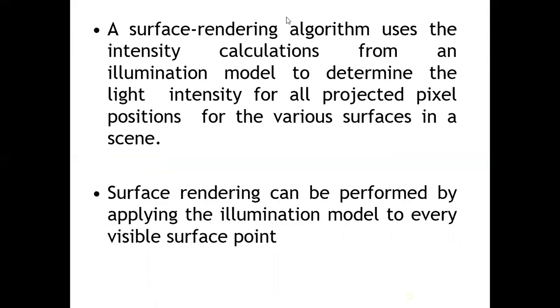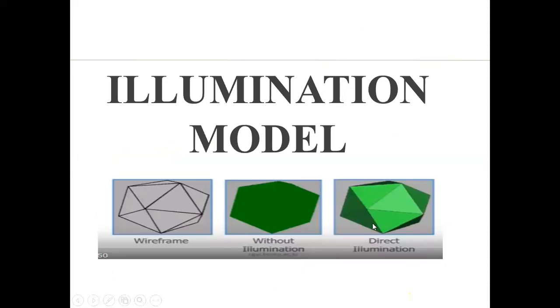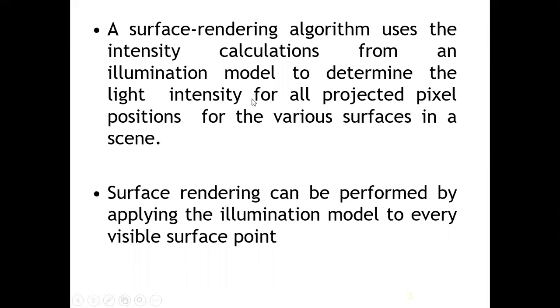A surface rendering algorithm uses the intensity calculations from an illumination model in order to determine the light intensity for all the projected pixel positions for the various surfaces in a scene. That means determining the different pixels present at this particular part of the surface of an object. To measure that, we use an algorithm called the surface rendering algorithm. Surface rendering can be performed by applying the illumination model to every visible surface point, that is, wherever the direct light is incident.